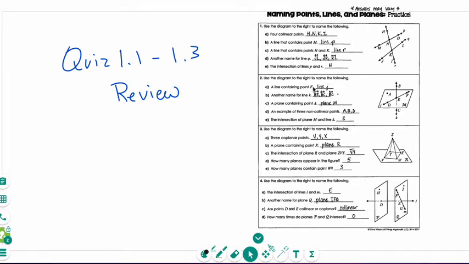The line containing point F. So we come over here and we find point F, and the line containing point F is going to be J. Remember that you don't have to write the word line, you can just write the lowercase j. Another name for line K. So we're going to come over here and we're going to look at line K. Notice that line K is intersecting the plane.